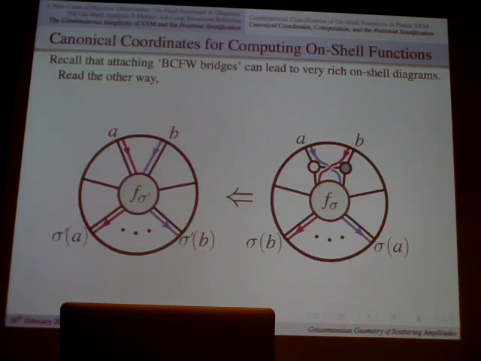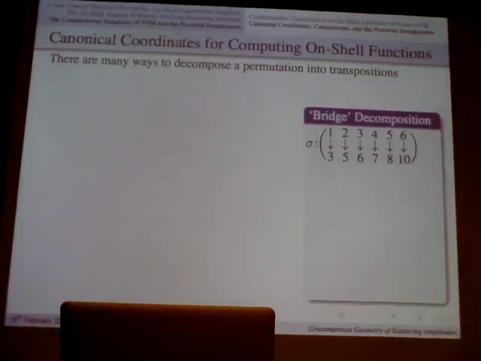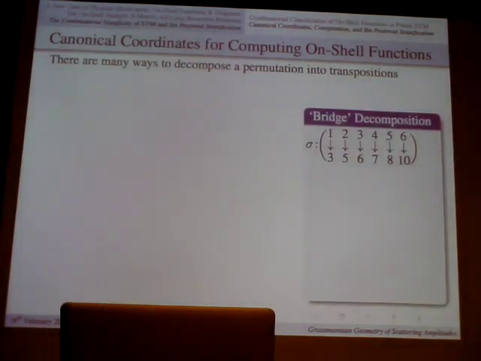And that means that if you just knew the permutation alone and you could decompose it into adjacent transpositions, you would then basically remove all the lines until you just had an empty graph. And because the BCFW bridge just adds a single variable every time, this allows you to write down a function. Any way of peeling off adjacent transpositions gives you a representative function and a representative graph. Although any choice would do, for the purpose of the next slide, I'm just going to choose a particular dimension.